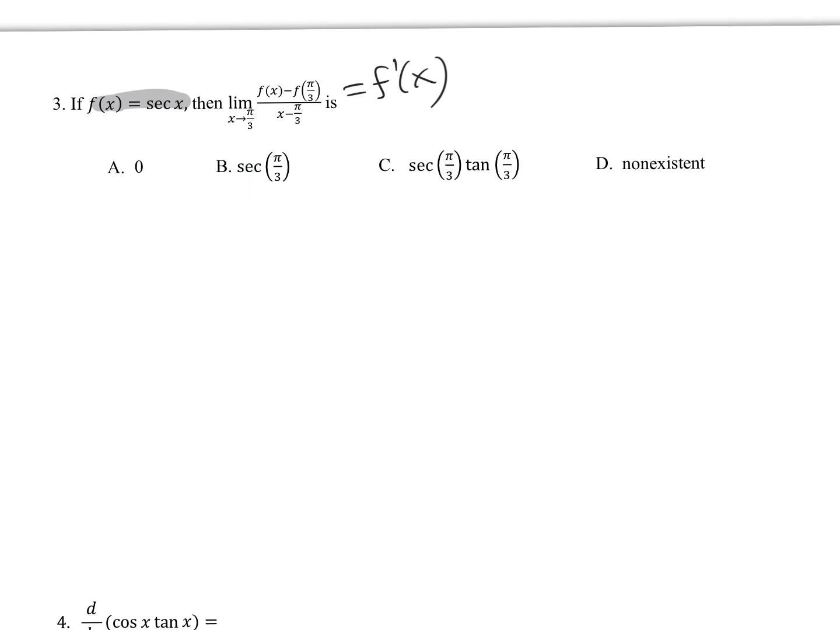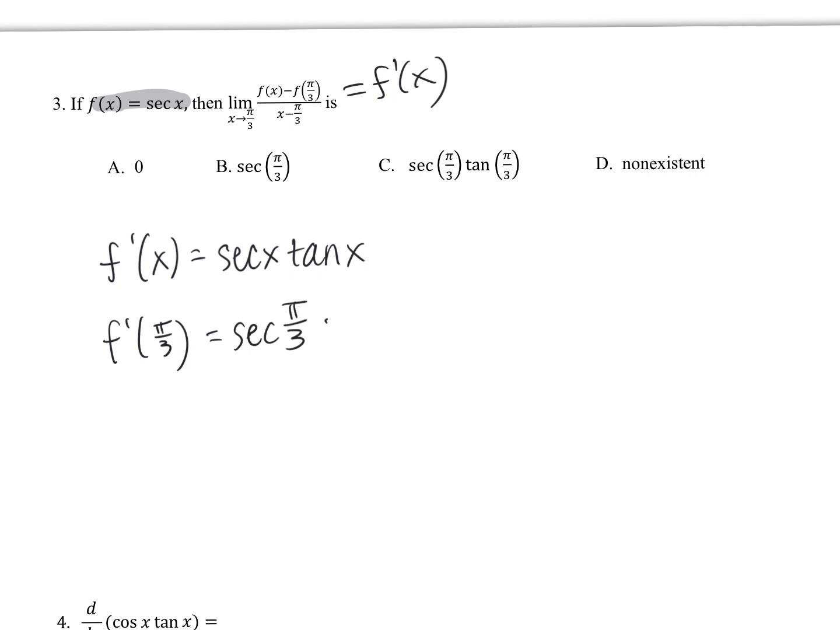Use your cheat sheet. If my function was secant, what's the derivative of secant? Secant tangent. Well said, you guys. Beautiful. Then, does anyone have any idea where they want that derivative based on what they did here? Awesome. They want it at pi over 3. So we got to know the secant at pi over 3 and the tangent at pi over 3.